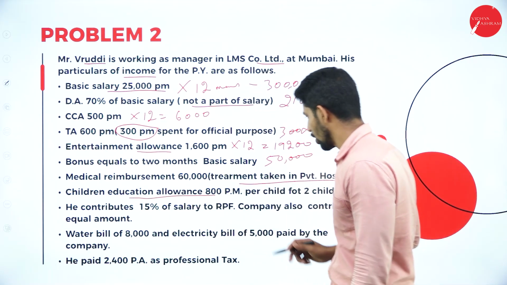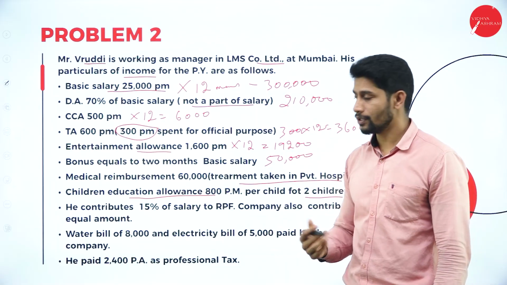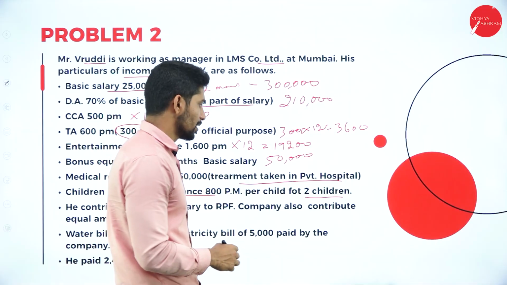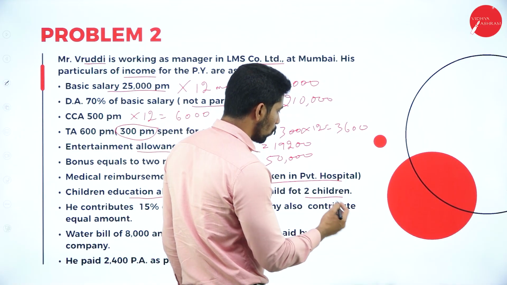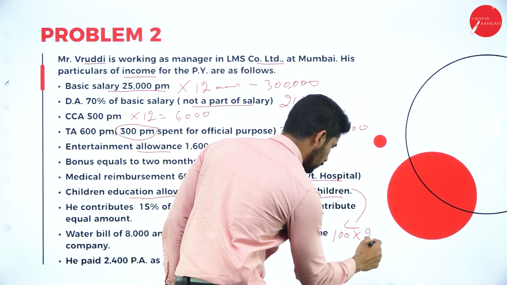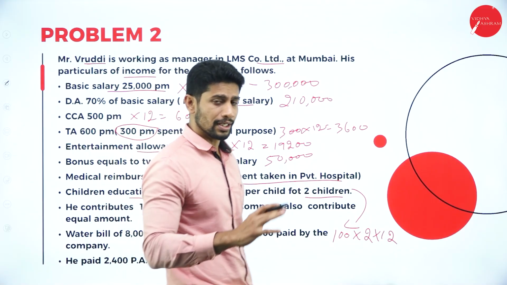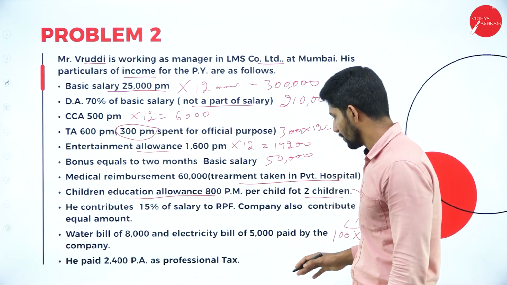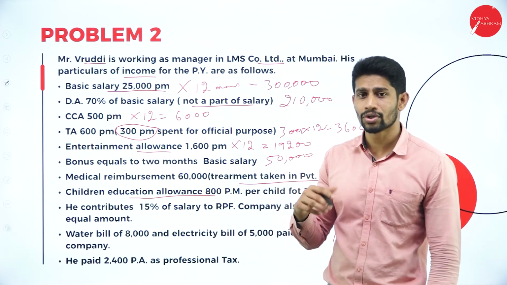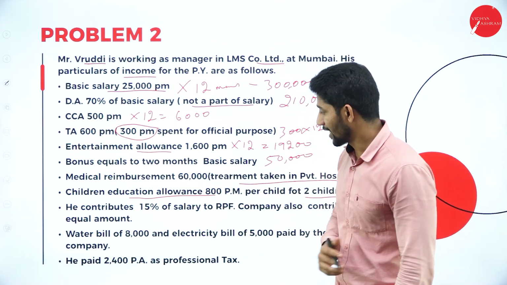Next, children education allowance 800 per month for 2 children. But in children education allowance, we have the adjustment, that is, it is exempt up to only 100 rupees per child, maximum of 2 children for 12 months. So exemption limit is what? 100 per child, maximum of 2 children for 12 months. The remaining amount is taxable. So in this 800, 100 into 2 is exempted. Remaining 700 into 2 into 12 is taxable.